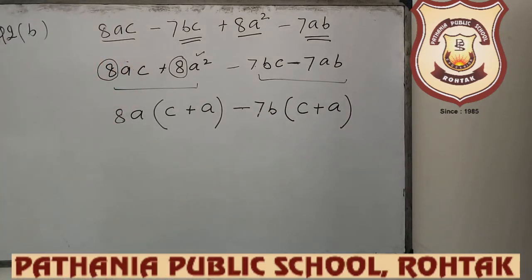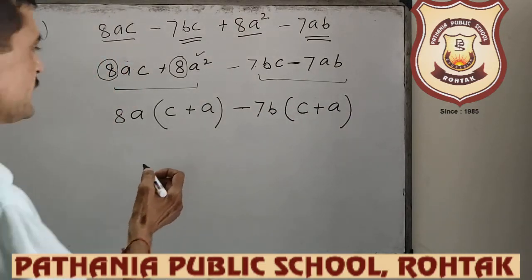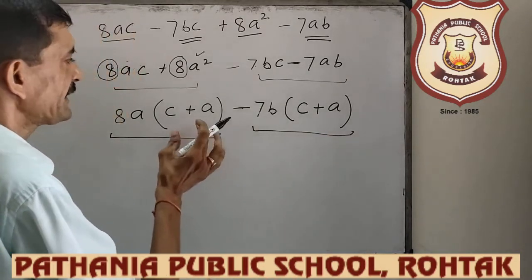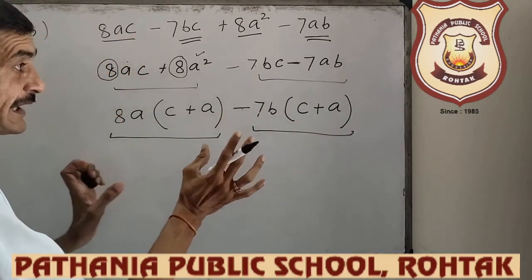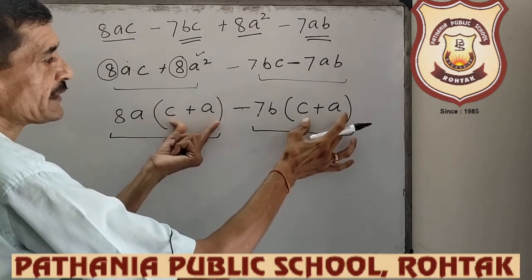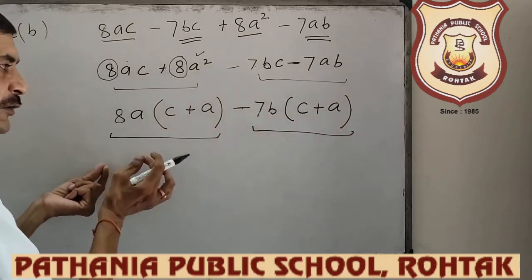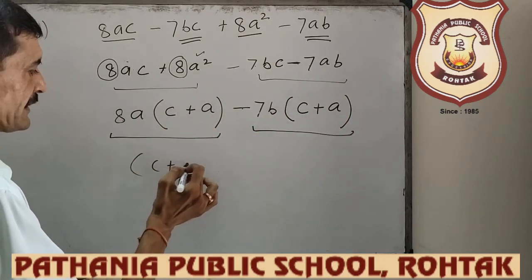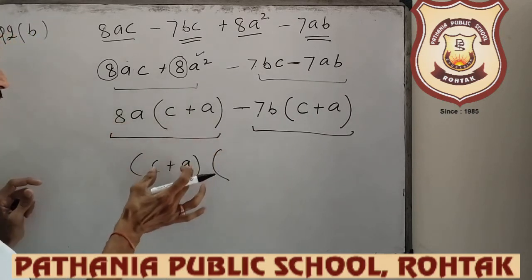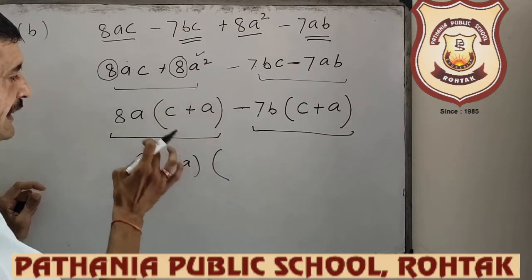So in this way. Now in these two terms, what is the common in both these? जो दिखने में भी common है, c plus a. c plus a in both the terms is common. Take this out, c plus a. Left over terms I am writing here. अब इसको c plus a से divide करें तो what is left? 8a.